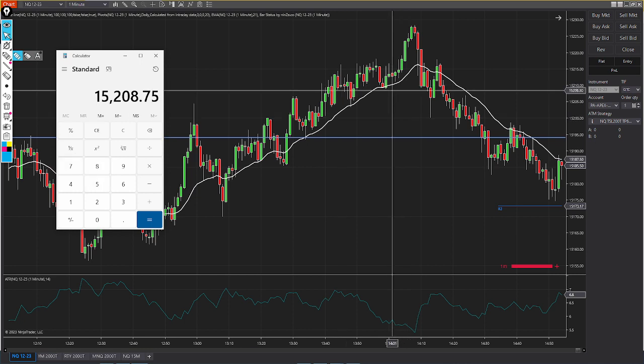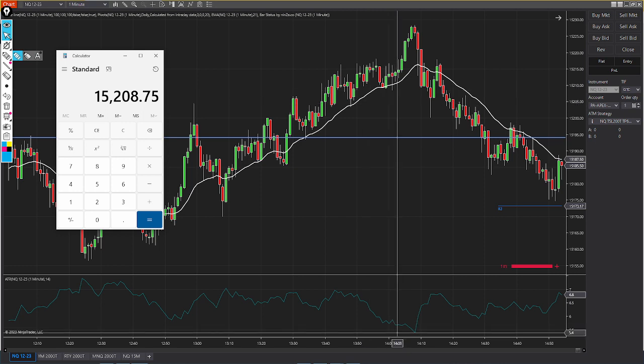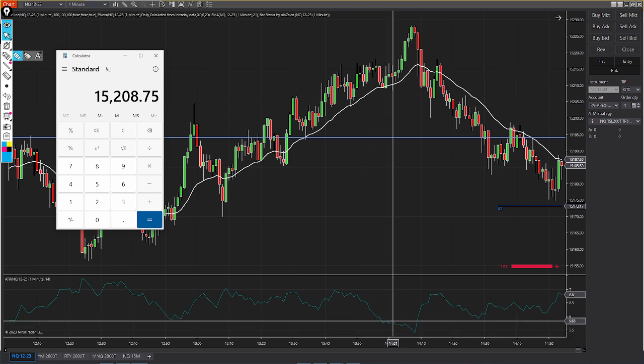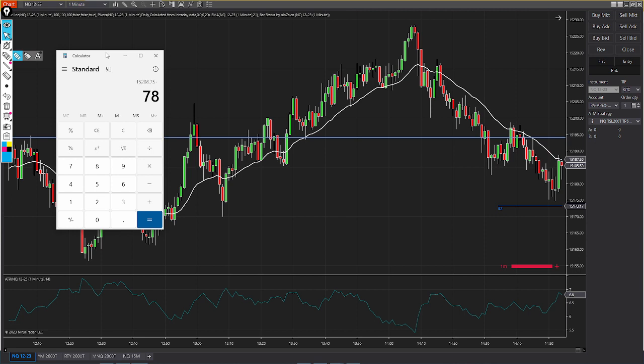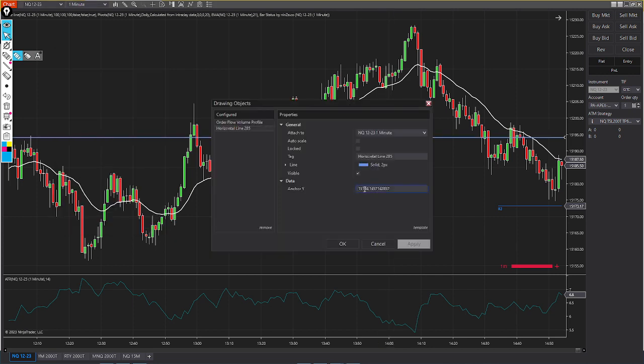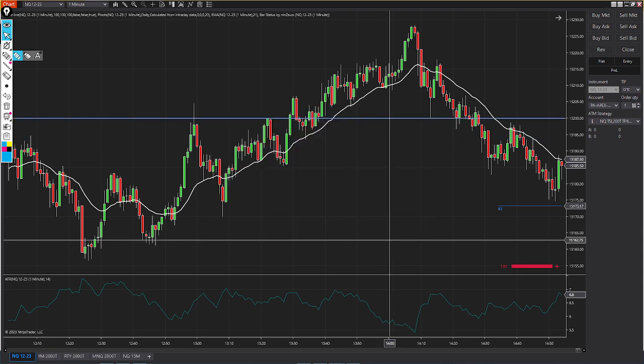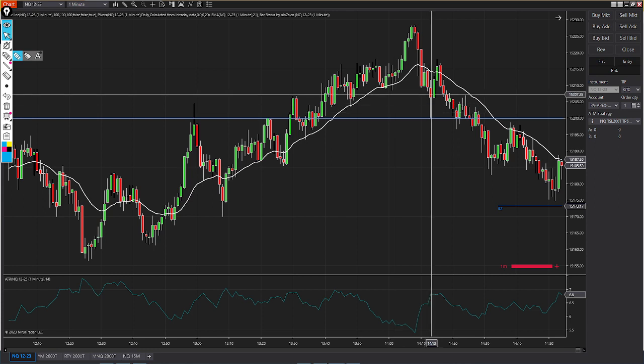And at this level, the ATR is about 6.8, so let's say 7. So you're minus 7, and 15,201, or just say 200, somewhere around there. That particular candle right there was the one that flushed me out.